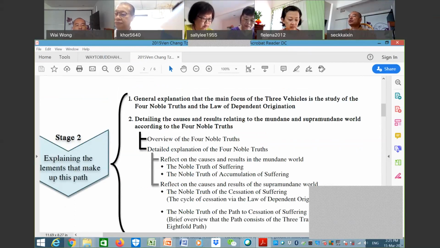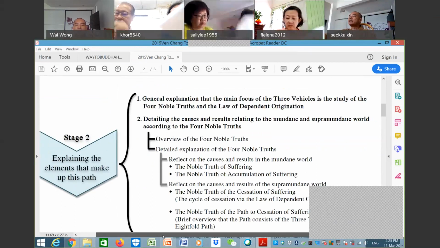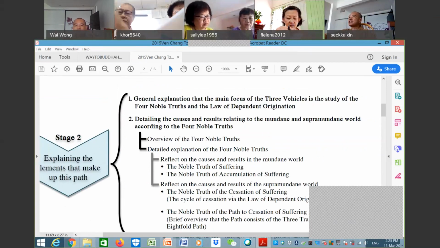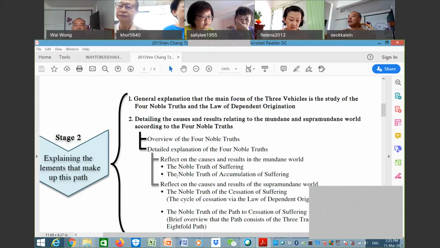In stage 2, we try to explain the elements that make up this path. First is the general explanation that the main focus of the 3 vehicle is the study of the 4 noble truths and the law of dependent origination. Number 2 is detailing the causes and results relating to the mundane and supramundane world according to the 4 noble truths. Overviewing of the 4 noble truths, and detailed explanation of the 4 noble truths. So today, I think our study scope is this area, the detailed explanation of the 4 noble truths.